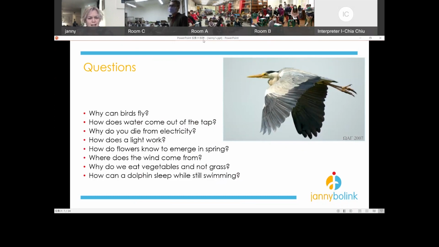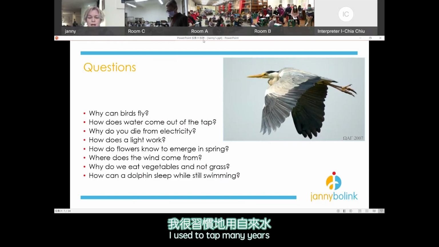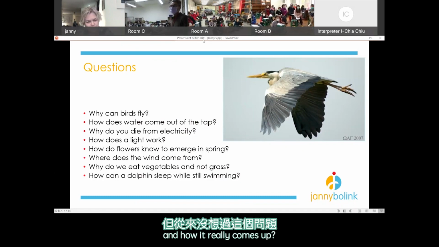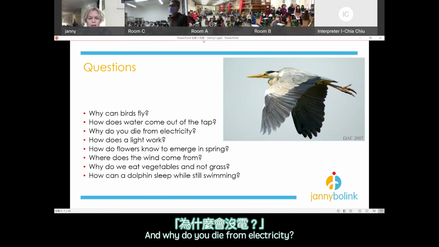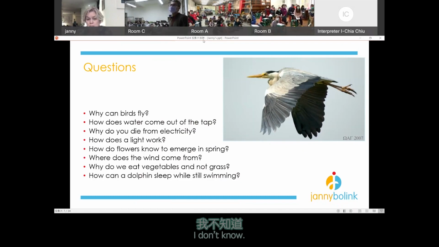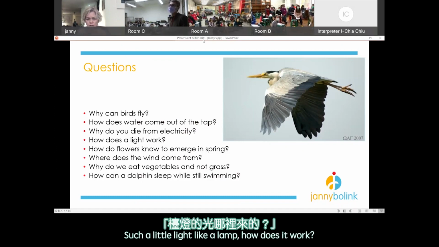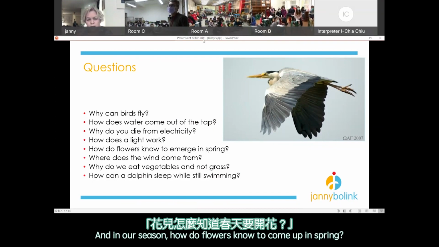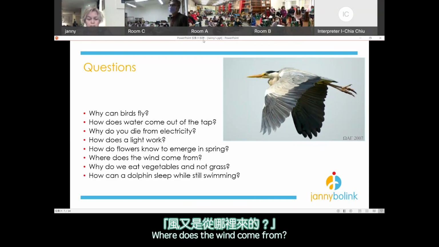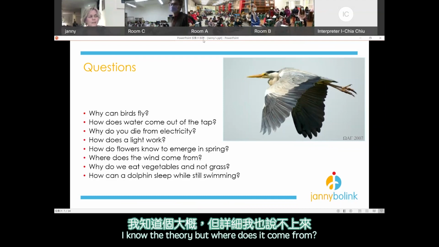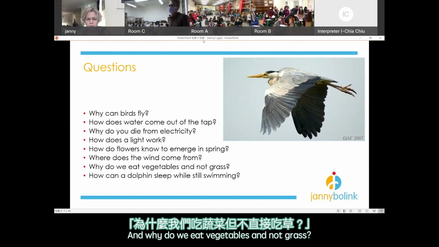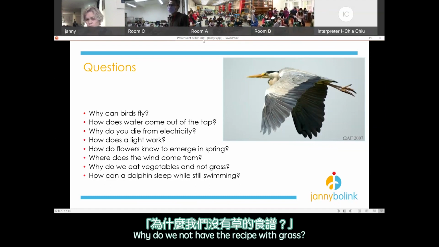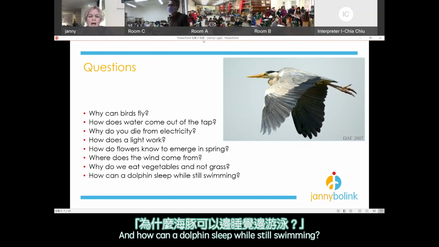Why can birds fly? And how does water come out of the tap? I have used the tap for many years, but how it really comes out, I don't know. And why do you die from electricity? I don't know. How does a light work? Such a little light, like the LEDs. How does it work? I don't know. And in our seasons, how do flowers know to come up in spring? Where does the wind come from? I know the theory, but where does it come from? And why do we eat vegetables and not grass? Why do we not have recipes with grass? And how can a dolphin sleep while still swimming?